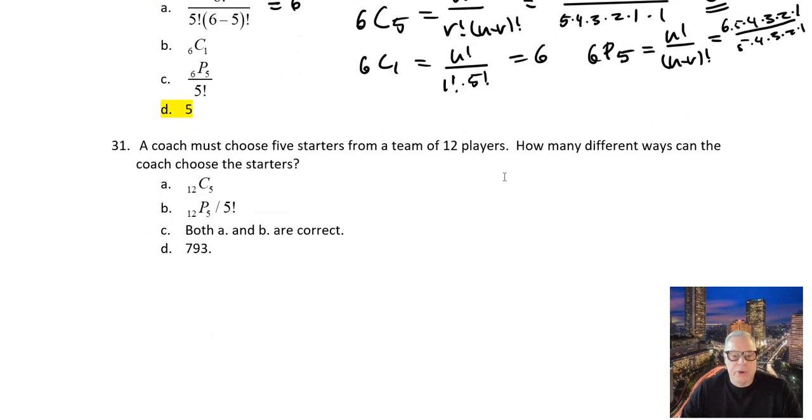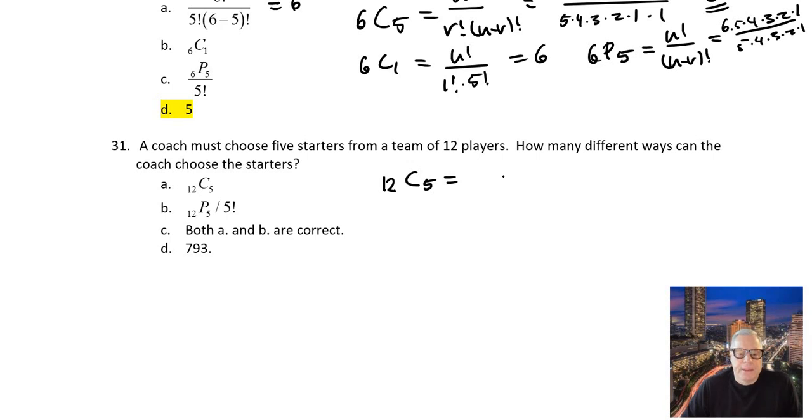Okay, 31. A coach must choose 5 starters from a team of 12. How many different ways can the coach choose the starters? Okay, so that assumes that the order doesn't really matter. So the first term is definitely correct. So from 12, choose 5.